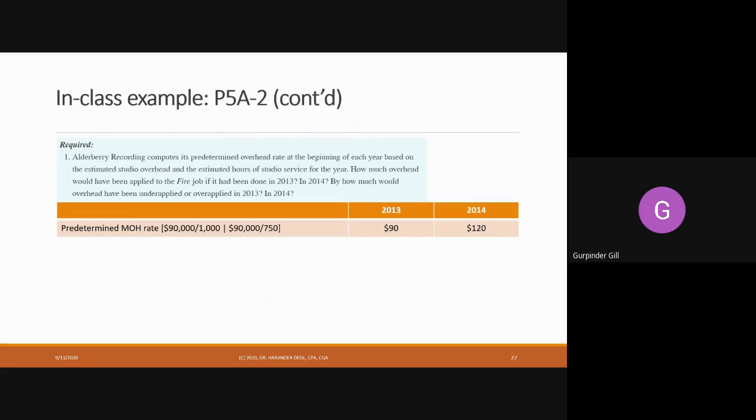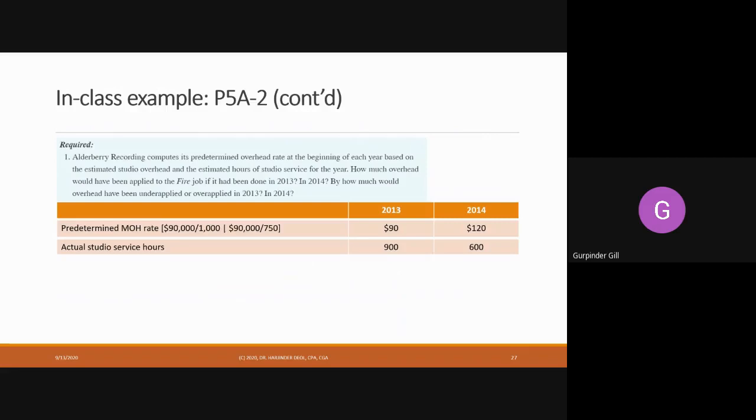So in 2013, 90,000 divided by 750 and 90,000 divided by 1,000. Okay, so in 2013, 90,000 over 1,000 hours gives us $90 of predetermined rate, and in 2014 we get $120 per hour rate.